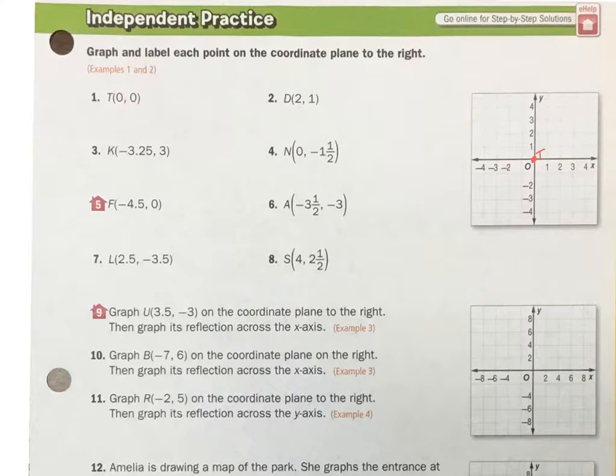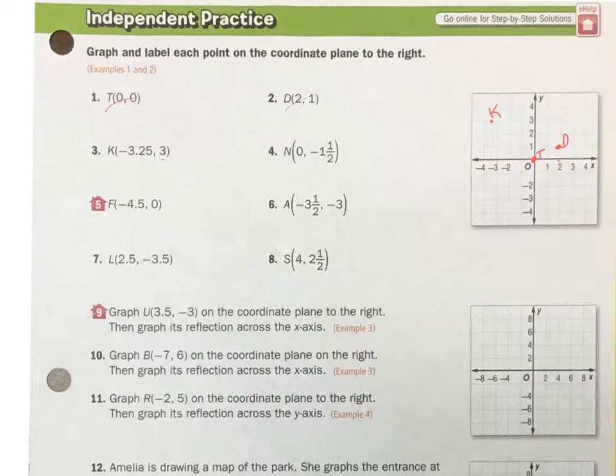Now, number 2 is 2, 1 is D. Positive 2, positive 1, that's D. Then K is negative 3, 3. So I go to negative 3 and just a little bit past it. And then I got to go up, because it's a positive 3, up to 3. So that's right there. That would be K.